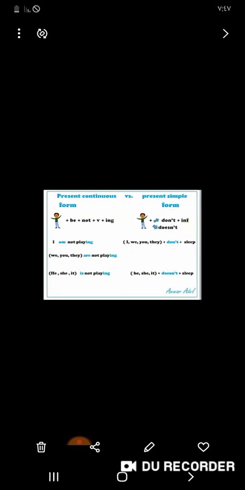What about the negative? Present simple, I use don't or doesn't. And don't comes with I, we, they, and you. And doesn't comes with he and she and it. And don't forget that don't and doesn't must be followed by the infinitive. And present continuous, I use am, is, are, not, plus verb plus ing.